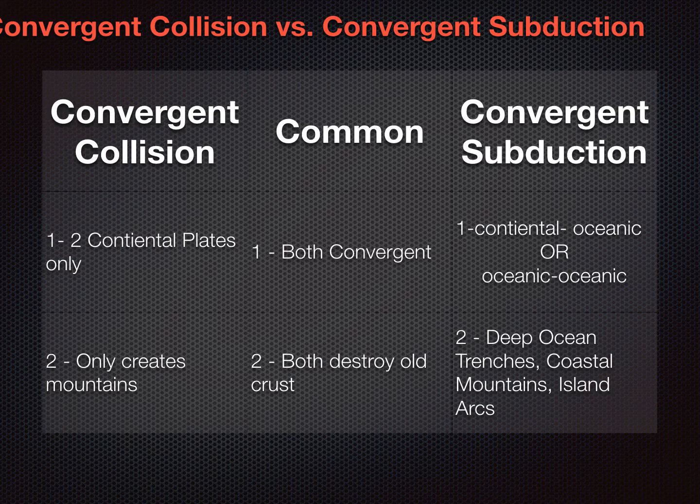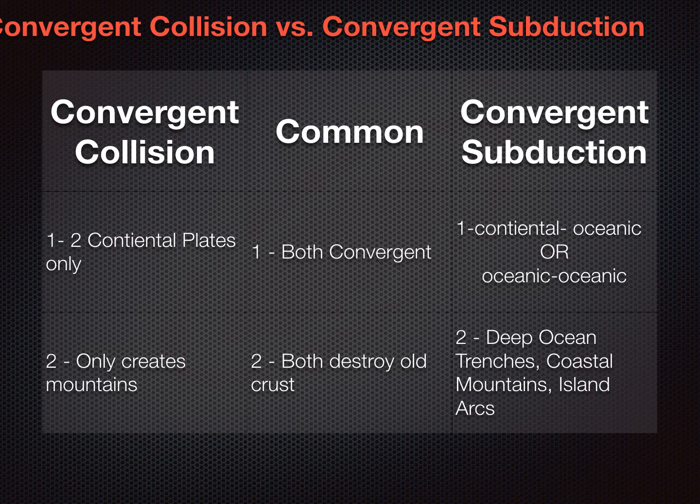And then if you look at the convergent subduction side, you can have two scenarios. You can have a continental plate meet an oceanic plate, or an oceanic meet another oceanic plate. And the other difference would be the landforms created. But the things they have in common are they both are convergent boundaries, meaning both of these plates are coming at each other. And then the second thing is they both destroy old crust. So in this unit, you're going to have to be able to compare and contrast both of those.